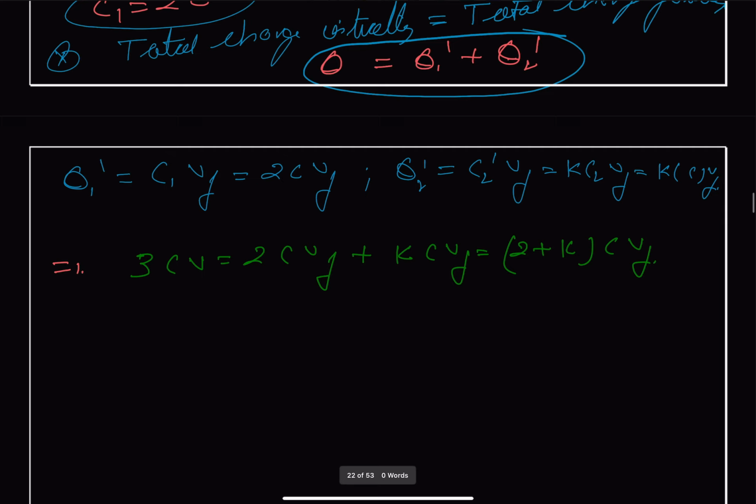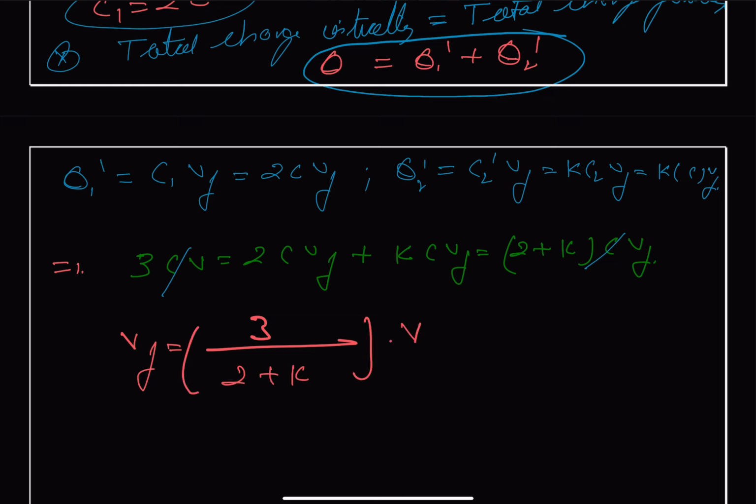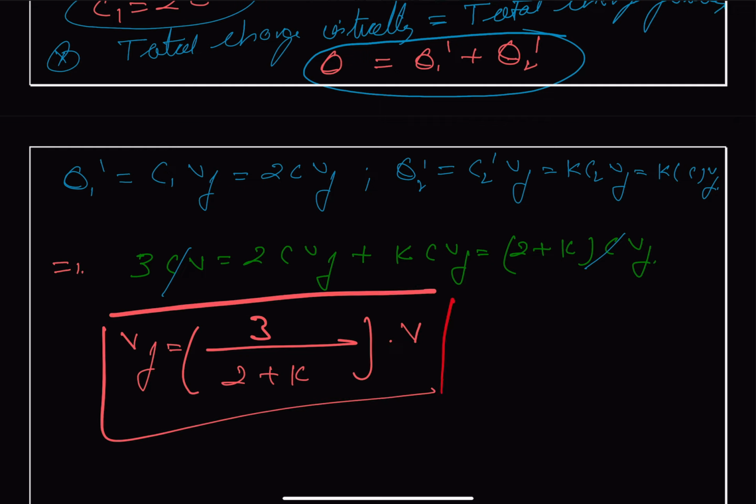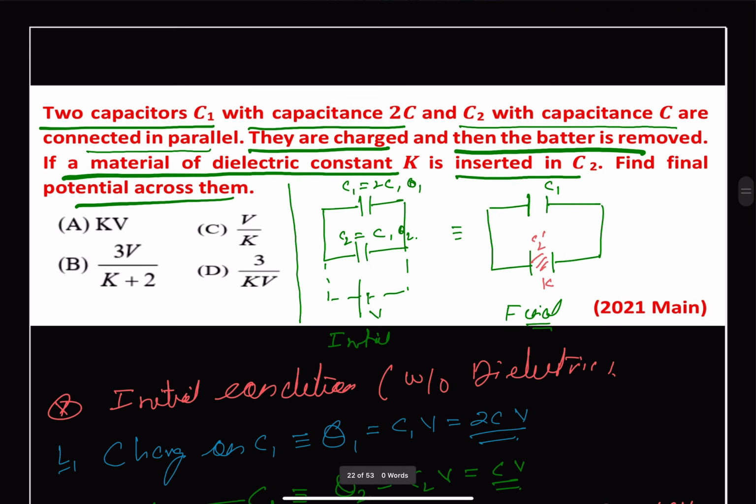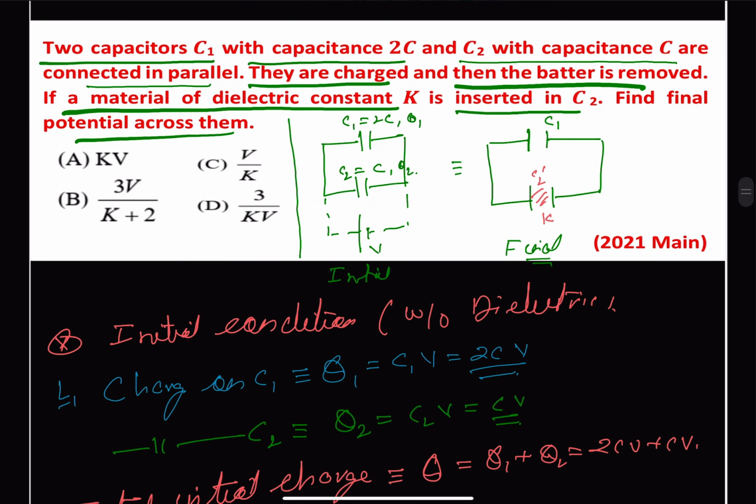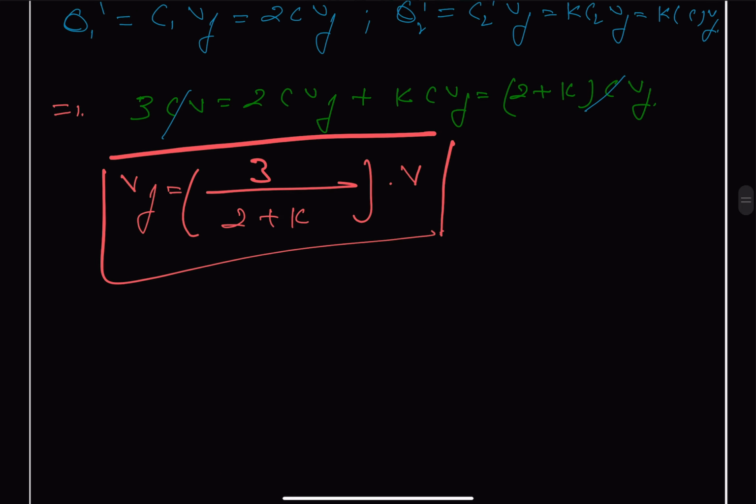This C and C we can just cancel out, so from here we get our final voltage will be equal to 3 divided by 2 plus K times the initial voltage, that is our V, and this comes as option number B is correct.